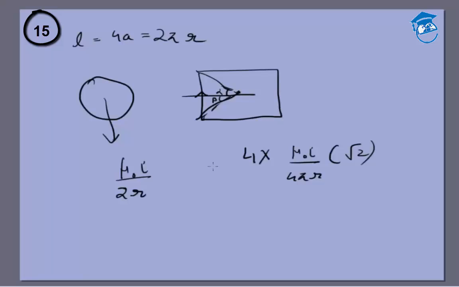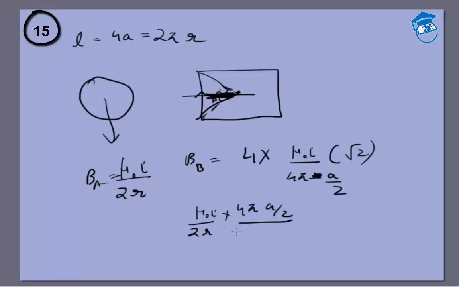And we need the ratio of these. This is BA and this is BB. So the ratio of them will be mu naught I by 2r into 4 pi. And this r, this distance is not the same as this r. I shouldn't have used that. But this r is in fact A by 2, where A is the side. So A by 2. So 4 pi A by 2 by 4 into mu naught I into root 2.